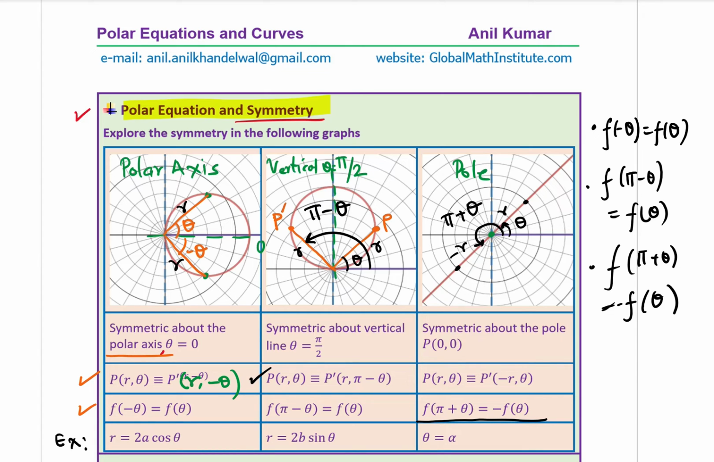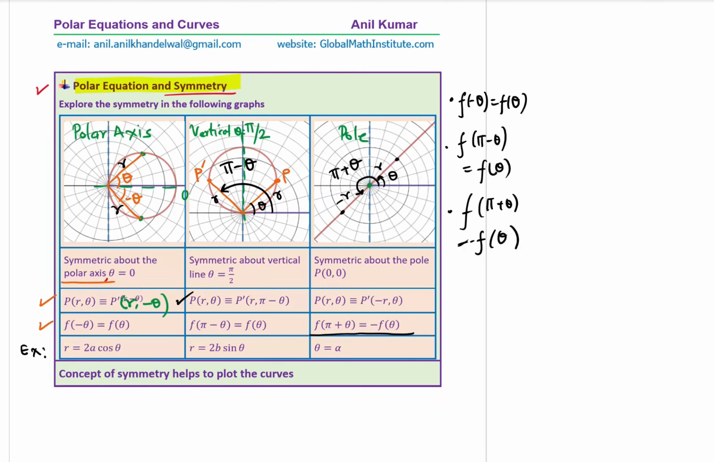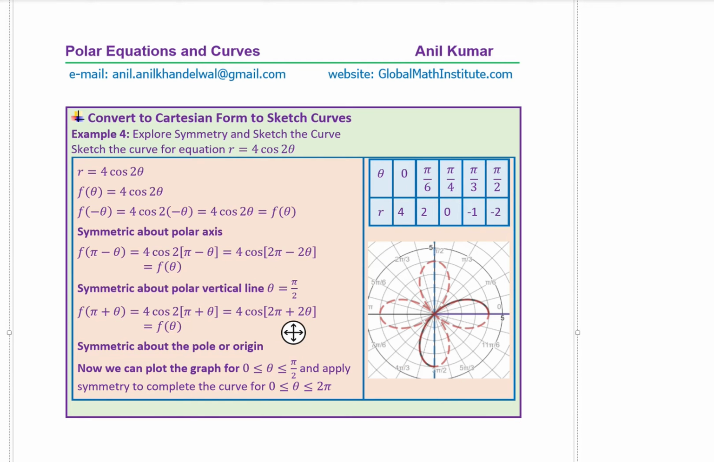We'll take up two examples now to show you how we can just make a table with a few values and get the complete graph. Okay. So that is kind of important to understand. Let's take up the example, which is example 4 for us. We will explore the symmetry and then sketch the curve. The question for you is to sketch the curve for the equation r equals 4 cos 2 theta, right?